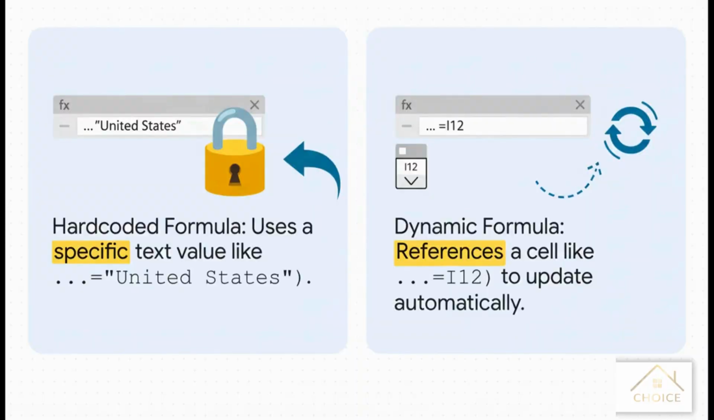Now check this out. ChatGPT gave us a perfectly functional formula, but it hard-coded the text United States directly into it. What we really need is for this to be dynamic. But here's the cool part. With one tiny change, just replacing that text with a reference to our drop-down cell, I-12, the formula is now perfect and updates automatically. So simple.